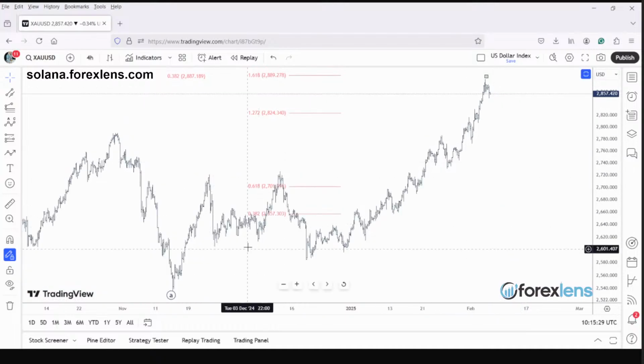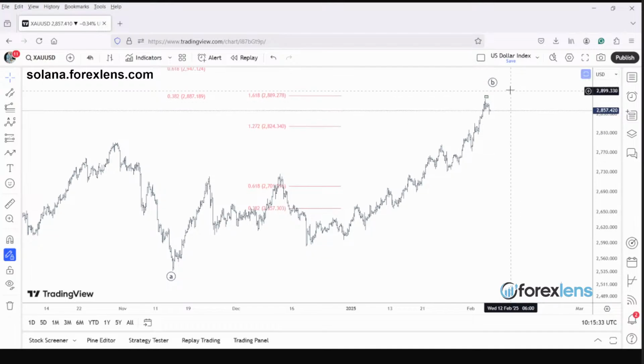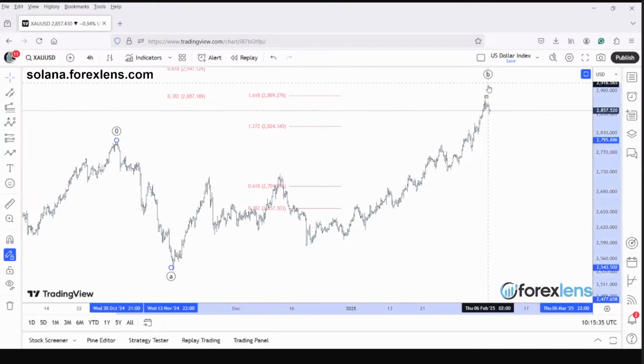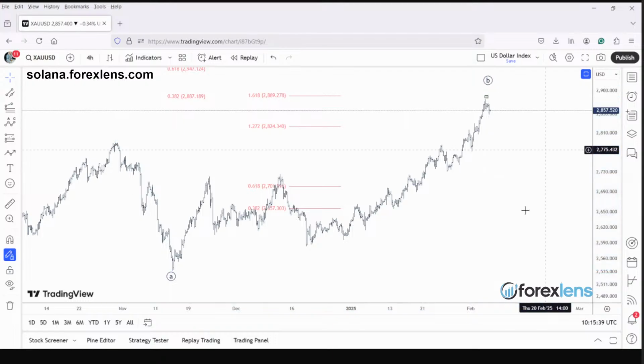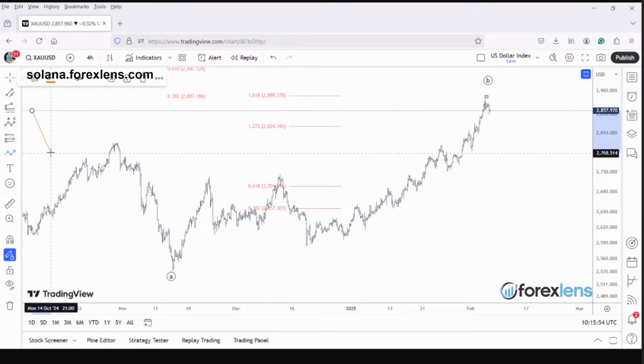This exercise we have performed to determine if this is wave B of the expanded flat structure which we are proposing. Now the prototype for the expanded flat structure is here. A, B, and C.